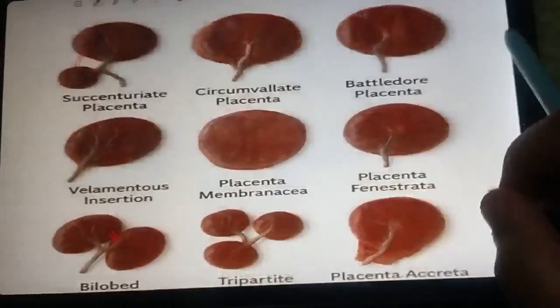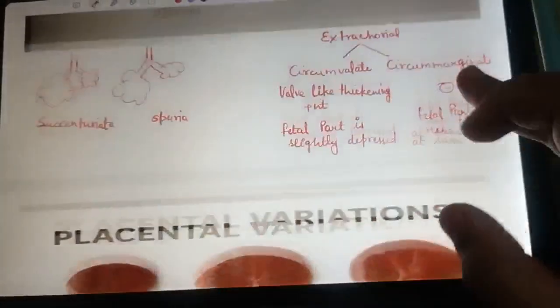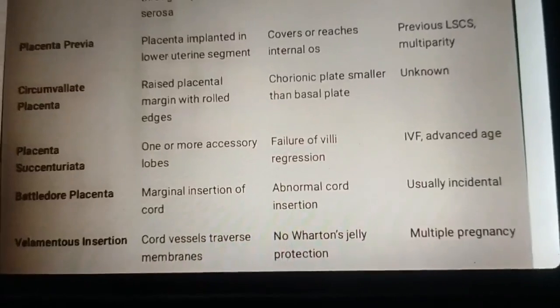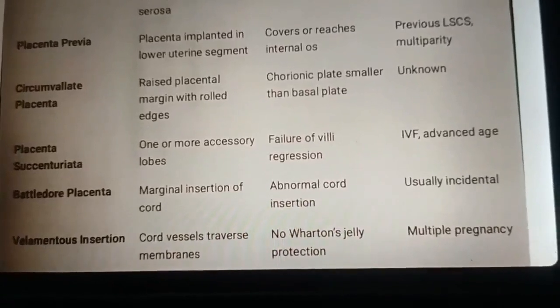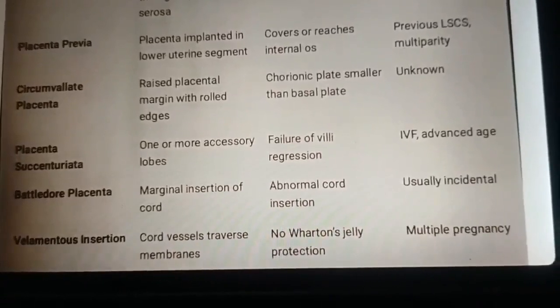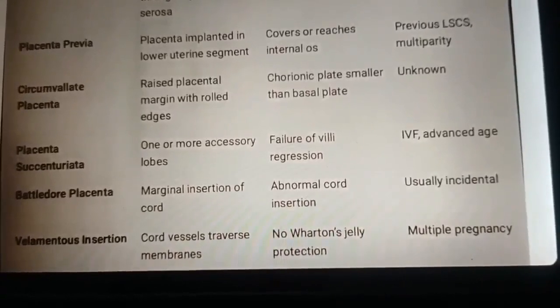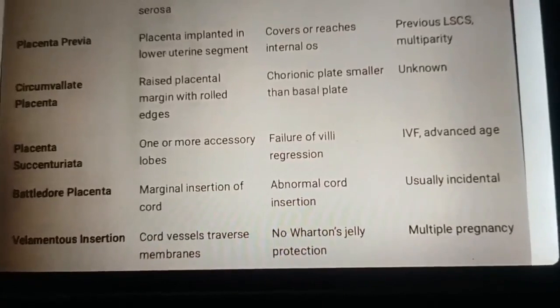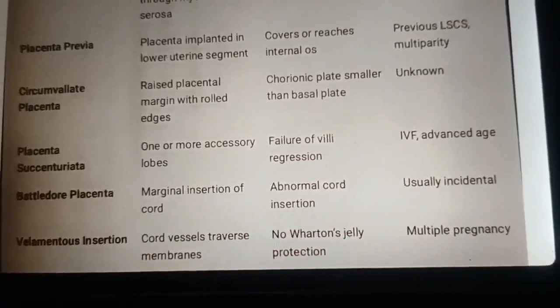Now next, battledore placenta. In battledore placenta, there is marginal insertion of the cord, and it can lead to cord avulsion, bleeding, and fetal distress.